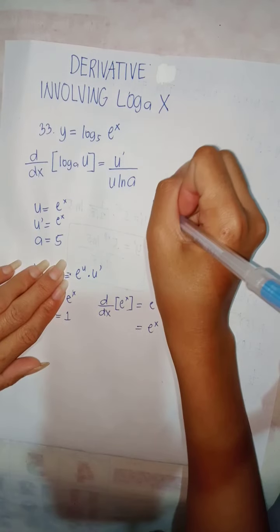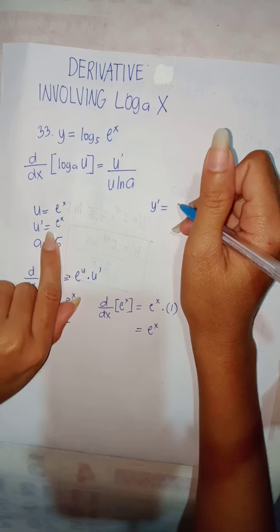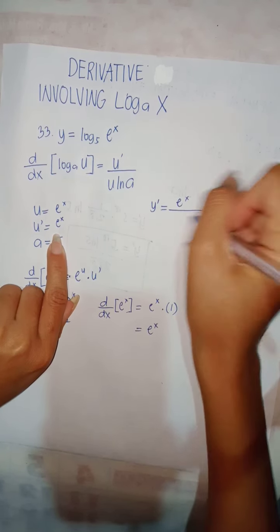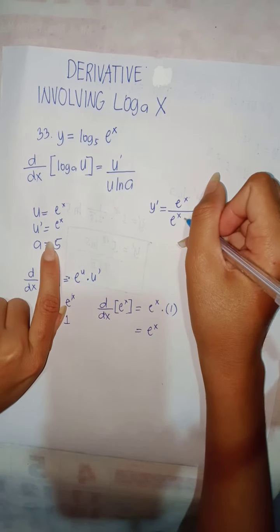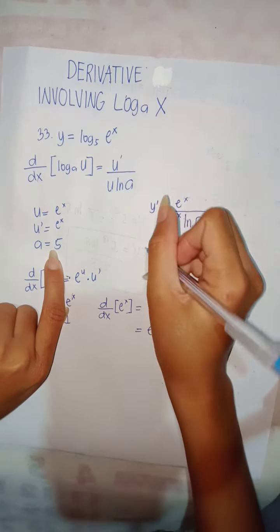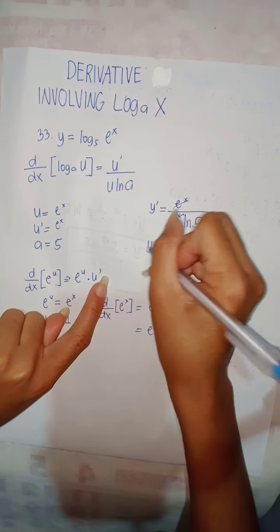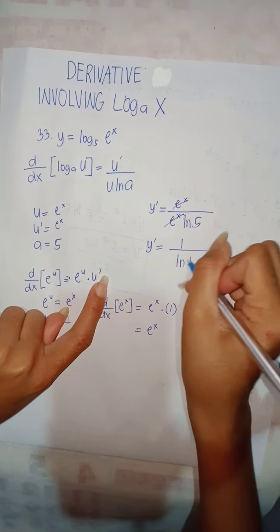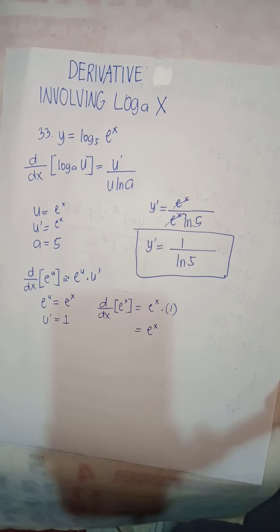So now y prime is equal to, substitute our u prime with e to the x, over u, which is e to the x also, times ln a, where a is the base 5. So simplify, we can cancel this and this. Y prime is equal to 1 all over ln 5. And that's it, our final answer.